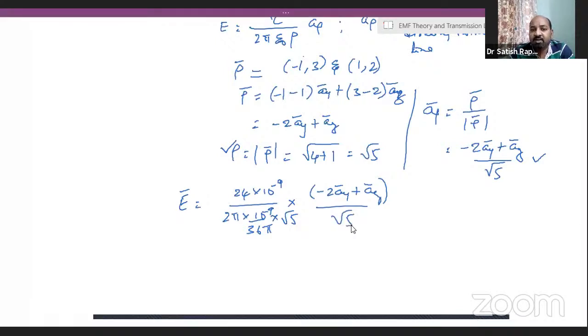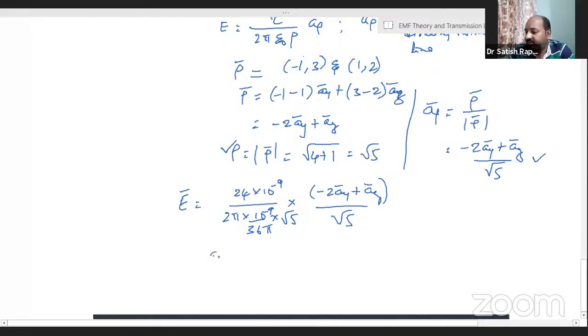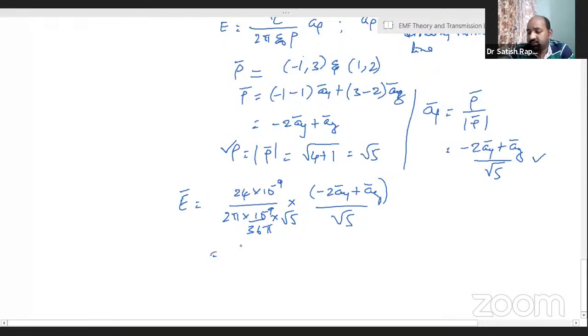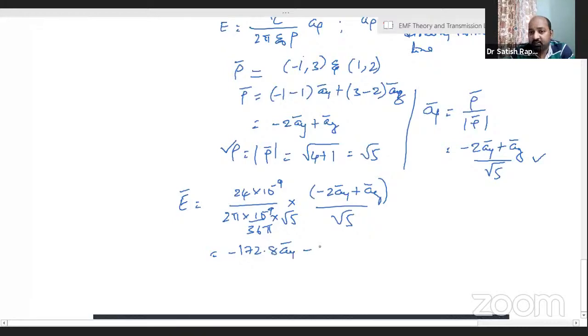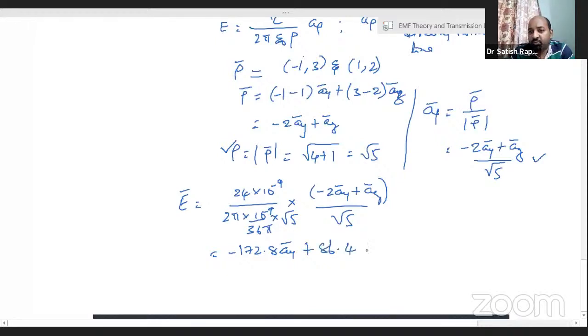So this is the electric field, and if you simplify this, you'll get minus 172.8 ay bar plus 86.4 az bar. So this is the electric field.